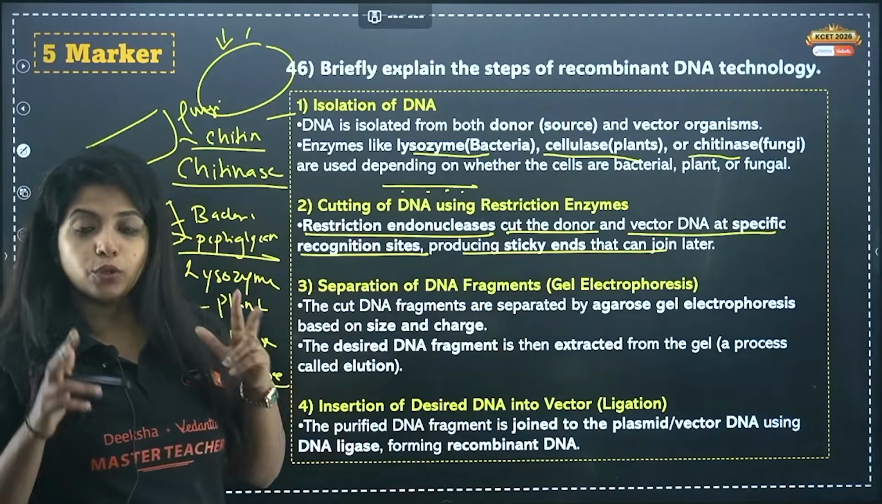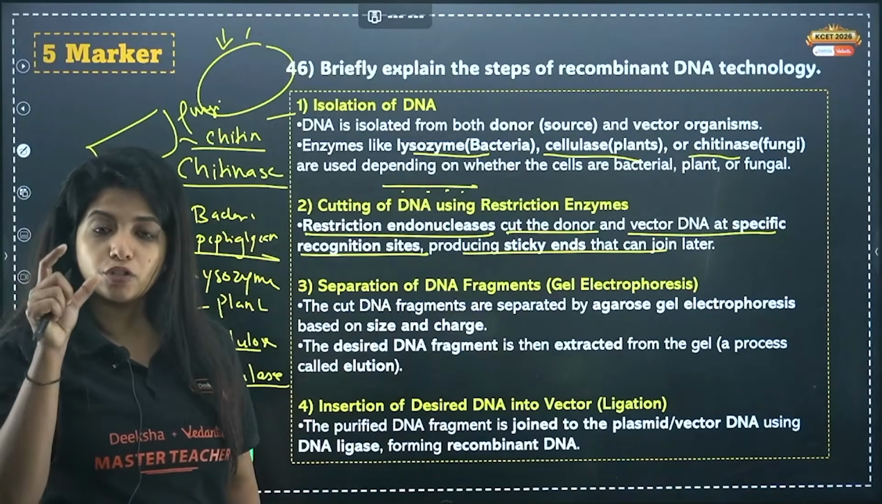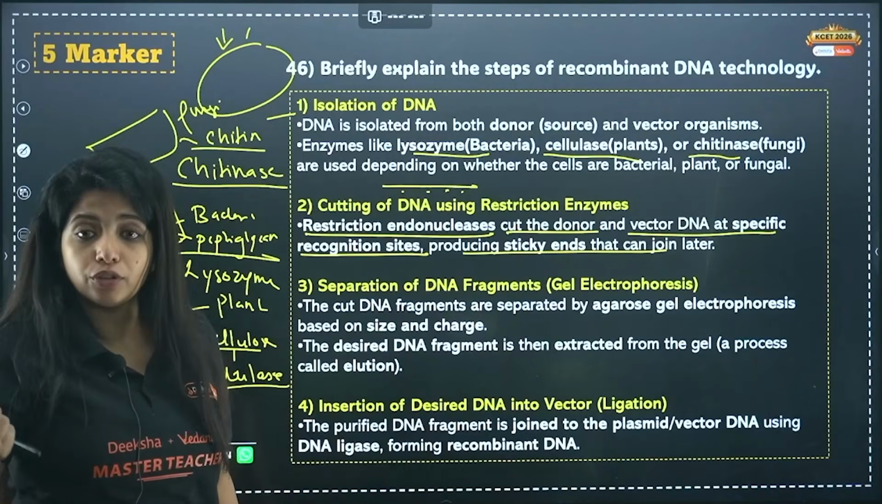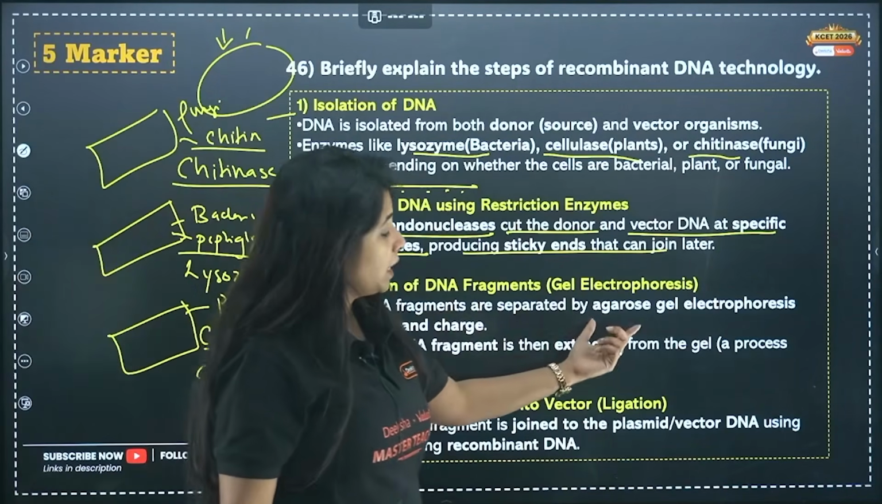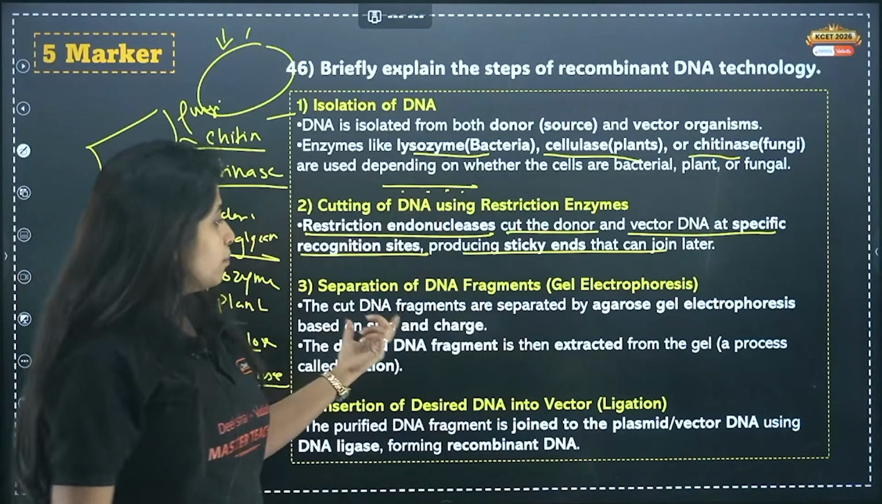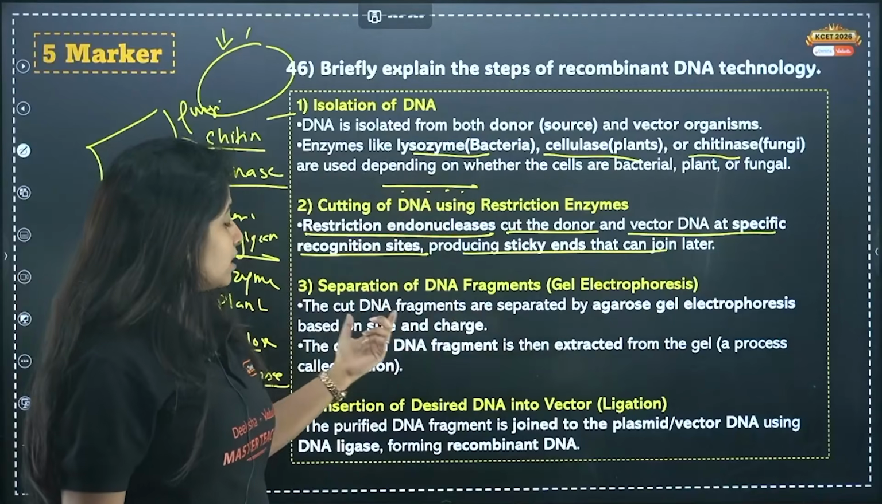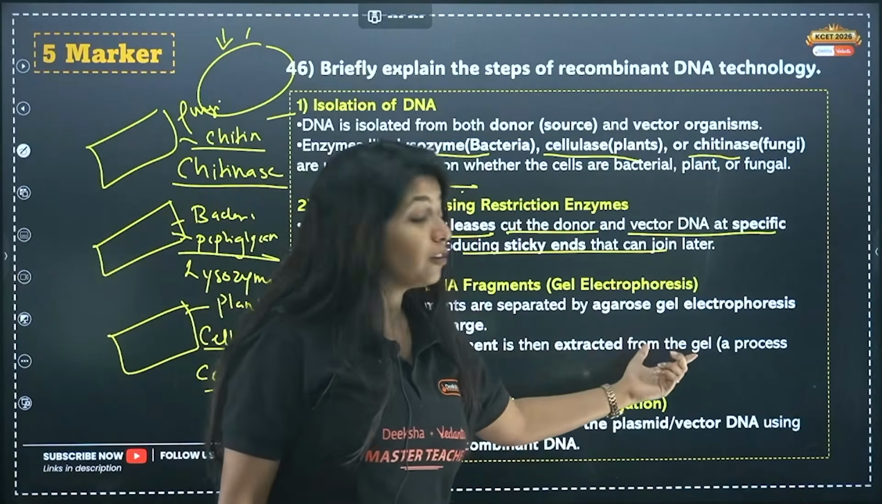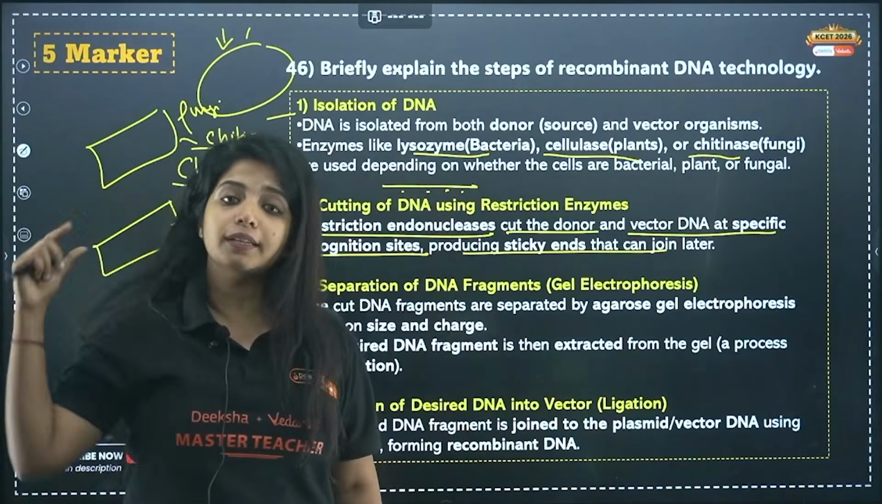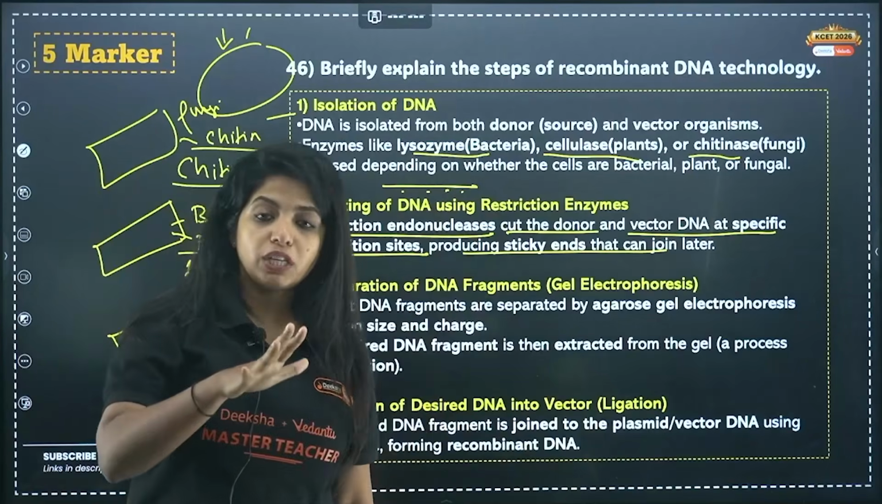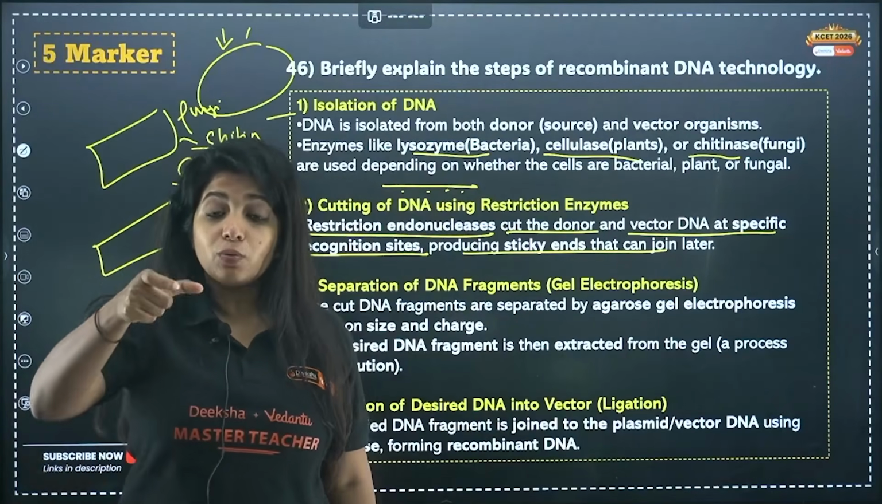After you cut the DNA, my dear children, you have to make sure the smallest one which is of use for you is taken. So the cut DNA fragments are separated by agarose gel electrophoresis based on size and charge. The desired DNA fragments are then extracted from the gel. So basically you use ethidium bromide to visualize it and later you want to extract it.